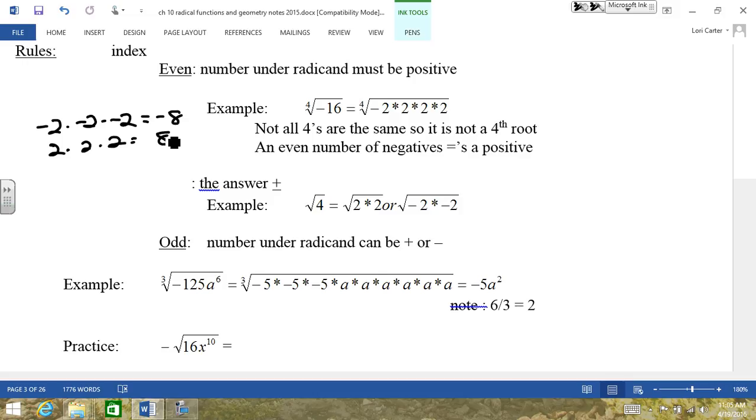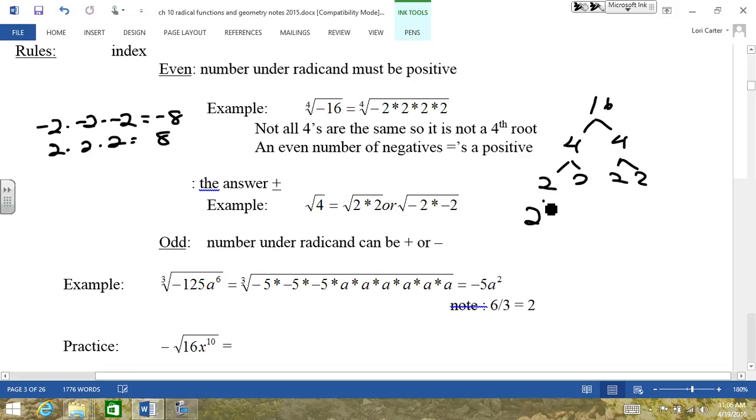Okay, so we've got -16. Can we do it? And what's my index? 4, so it's even, right? Yes, we can. So that means I need 4 of the same number. So to get a -16, if we take 16 and we factor tree it out, what do you got? 4 and 4, 2 and 2, 2 and 2. So that's 2 to the 1/4, 2 to the 1/4, 2 to the 1/4, and 2 to the 1/4. So it would take all 4 of them to equal a whole 2.